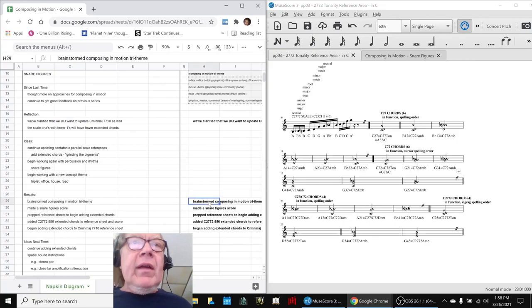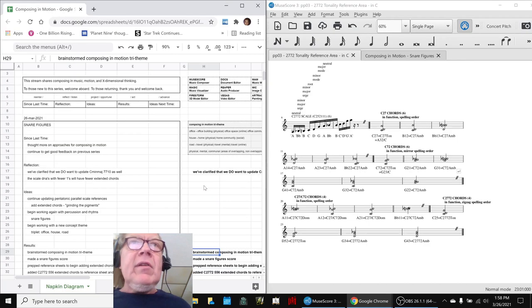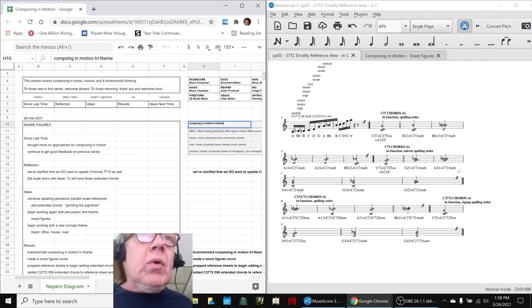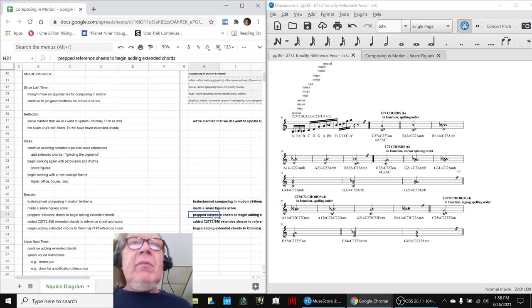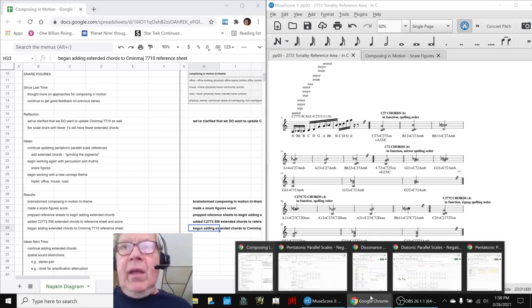So far, we have brainstormed a theme for this series. At the moment, it's called Tri-Theme Composing in Motion. We made a snare figures score, which we're going to play for you in a minute. Then we prepped our reference sheets to begin adding extended chords, completed 2-7-7-2, which you just heard, and began adding extended chords to the C minor major.